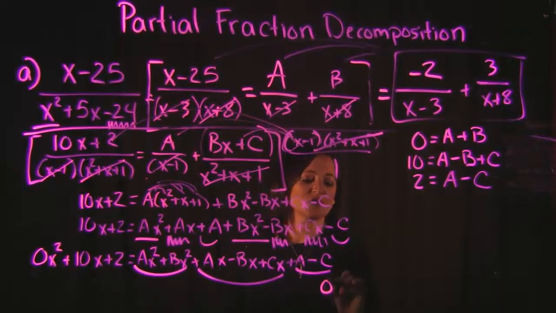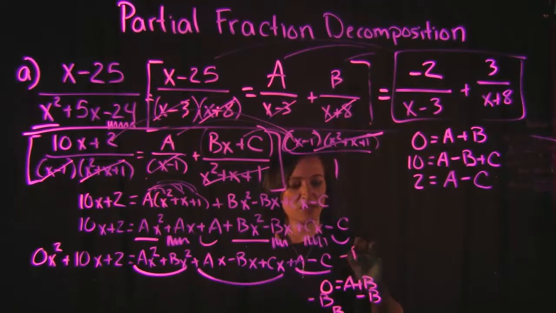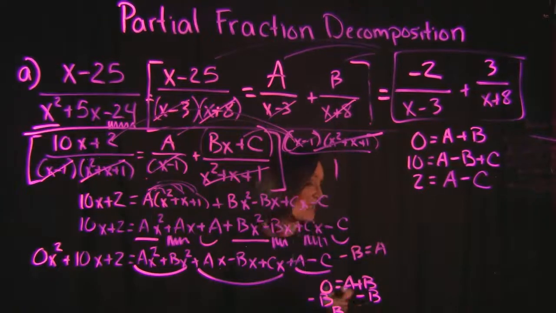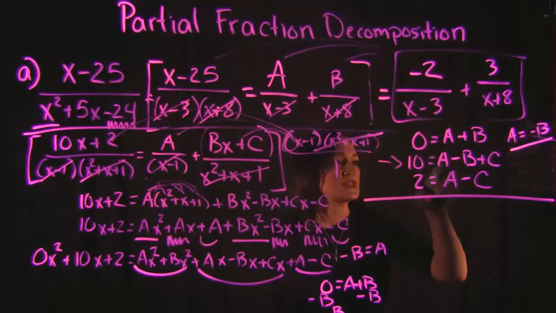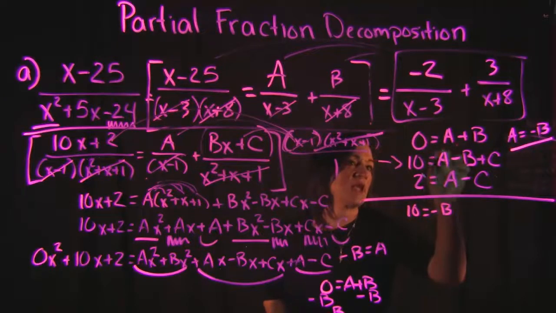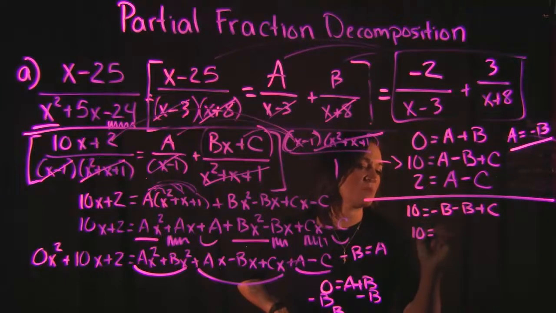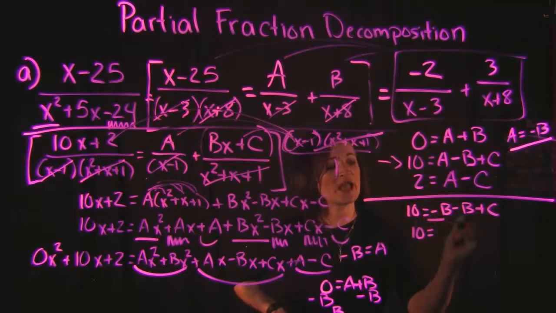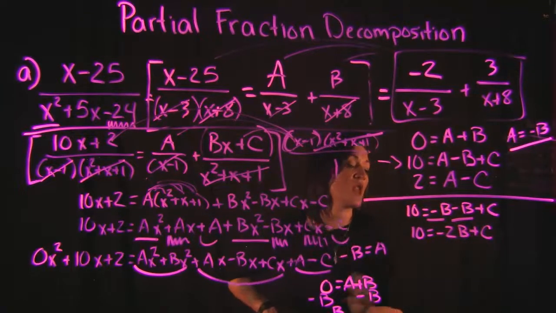So we have the equation 0 is equal to a plus b. What I'm going to do is subtract b on both sides, making this negative b. I'm not sure if you can see that. We get negative b is equal to a. And so in the second equation, if I take this a and plug in negative b instead, that means a is going to be negative b, and then I have another negative b plus c, which means I'm left with 10 is equal to negative b minus b, which gives me negative 2b plus c.